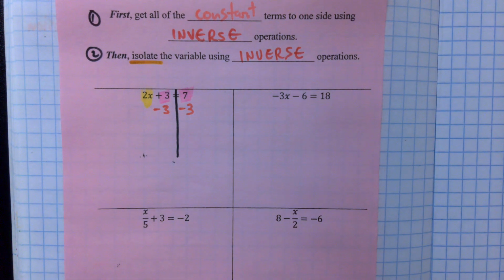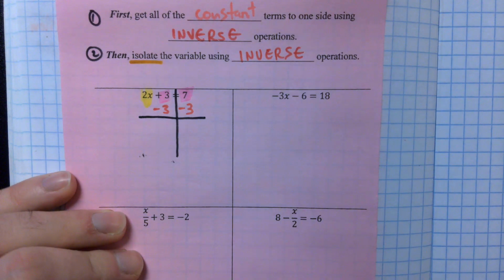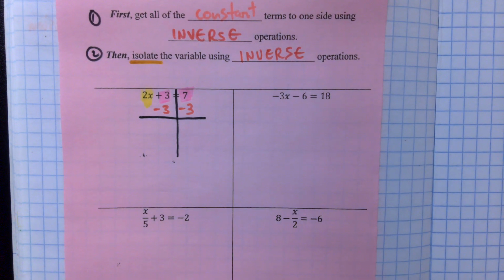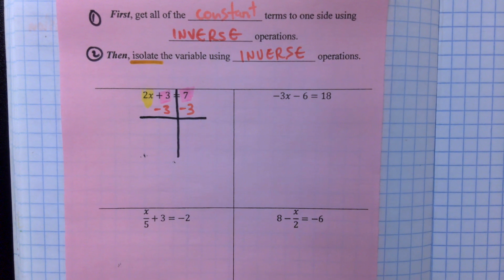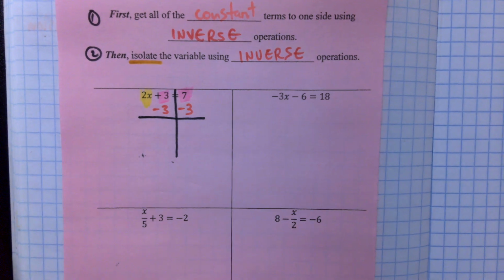Whenever I do something to one side, I have to do it to the other. So I'll do it on both sides. And just like yesterday, I'm going to draw a big flat line underneath to show that what comes next is my new modified equation. Right?